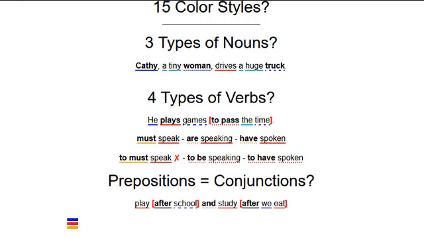You might have already noticed that prepositions are coded identically to subordinating conjunctions. The word "after" is a preposition in "play after school," and it forms a conjunction in "study after we eat." The meaning of after doesn't change whether it is complemented by a noun or a clause. Although many prepositions cannot form conjunctions, and many conjunctions cannot form prepositions, they all form relationships of subordination.